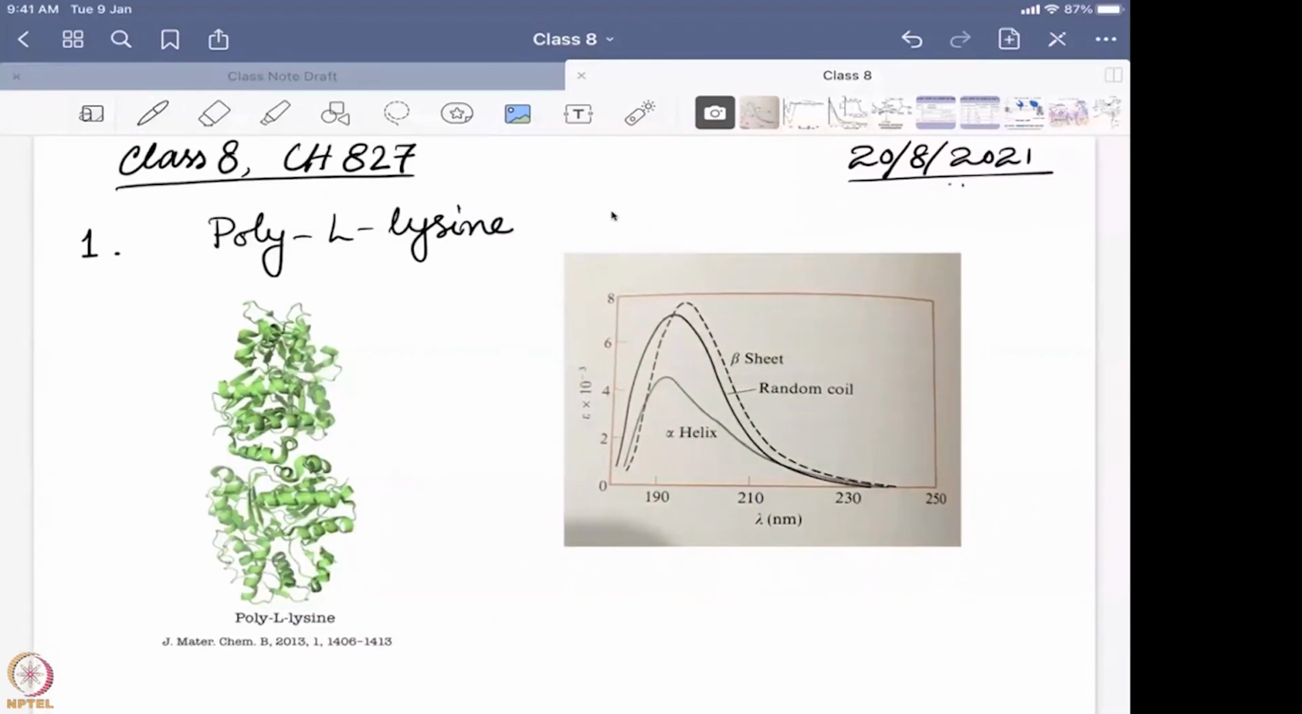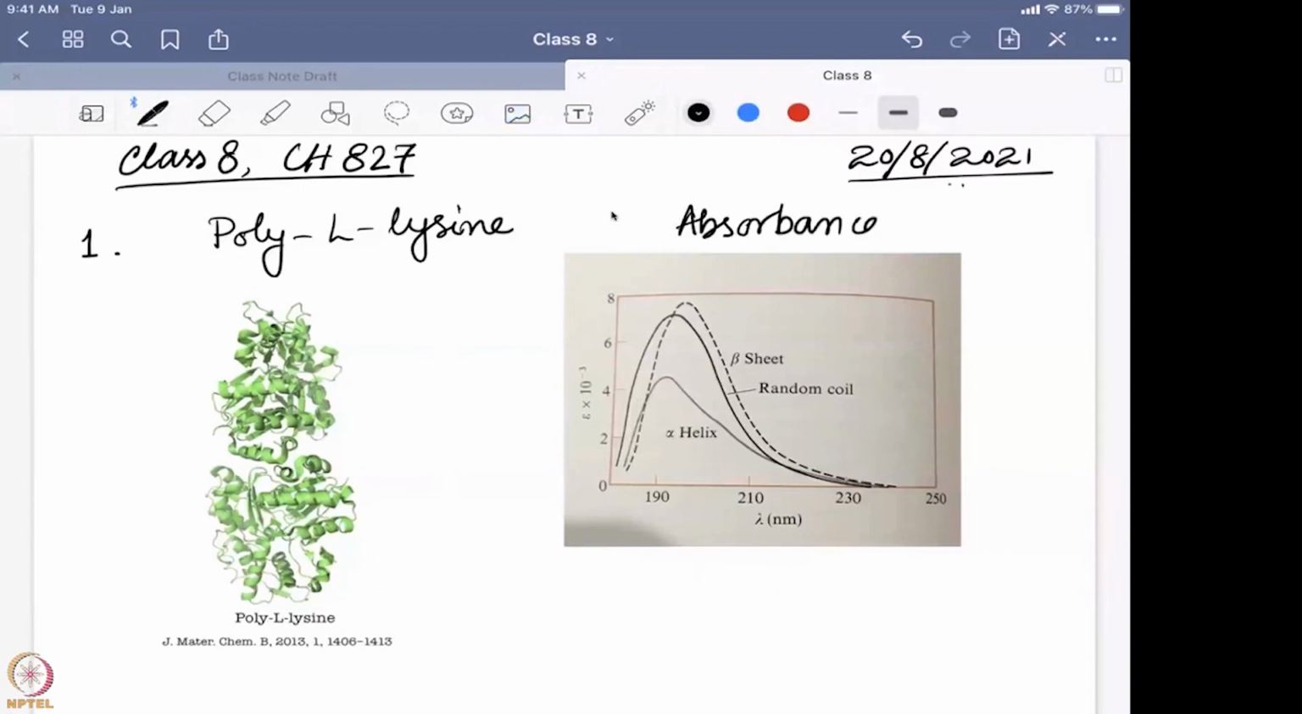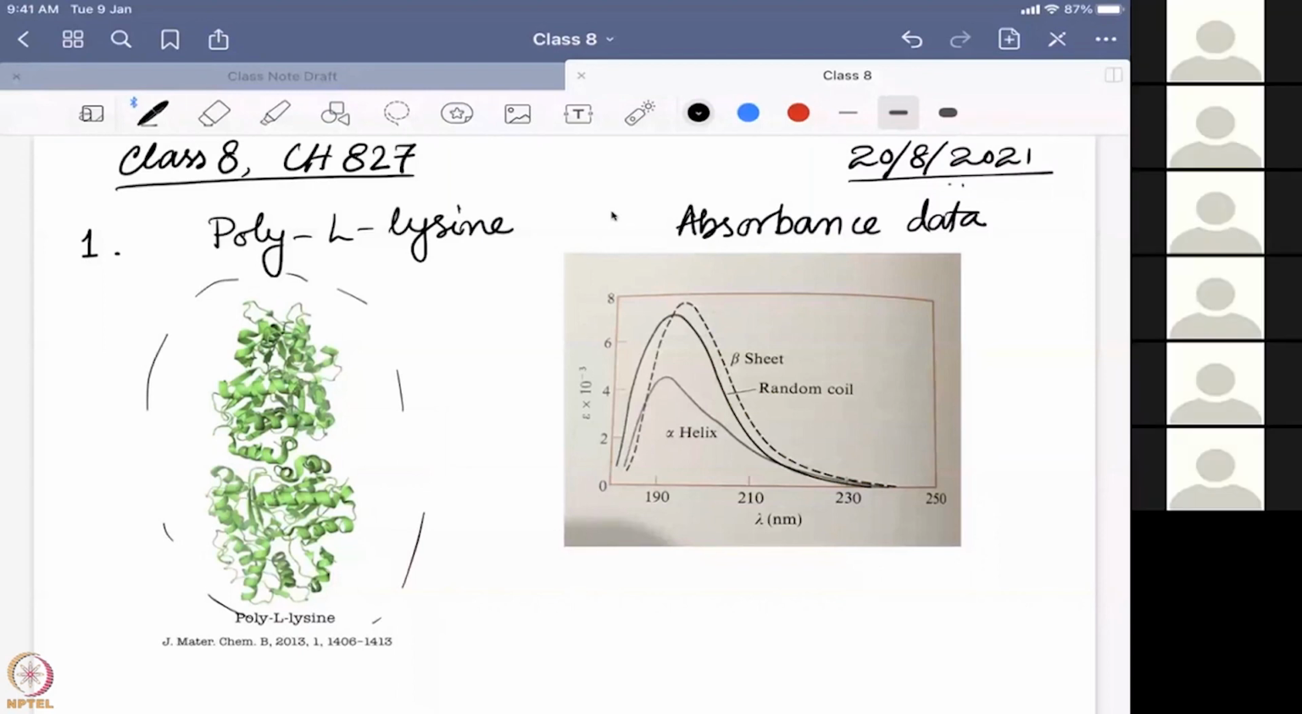So you can see there are some differences. This is just a simple absorbance data for this polylysine. What you can see is that the bands, although changed a bit, do not show a huge difference. And that is a little bit tricky to understand, what is actually happening just by absorbance data. Let me tell you what the differences are.